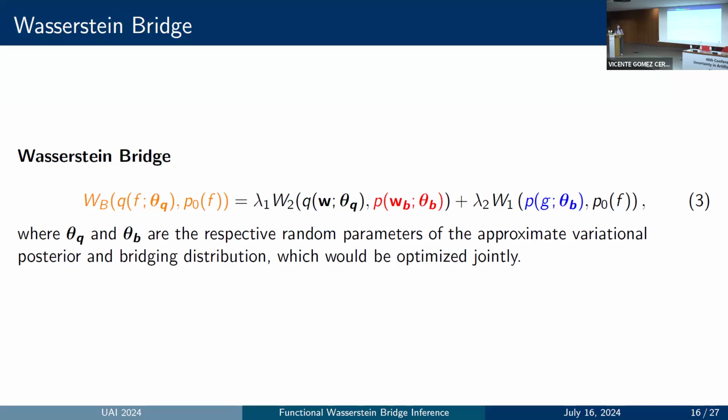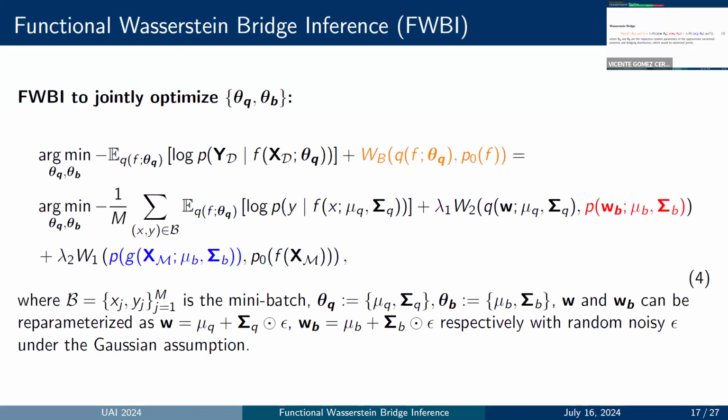Specifically, we build a Wasserstein bridge to decompose the intractable distance between the Q of F and P0 of F into a parameter space 2-Wasserstein distance and a function space 1-Wasserstein distance at the same time during the optimization based on the Bayesian distribution to obtain a more robust solution.